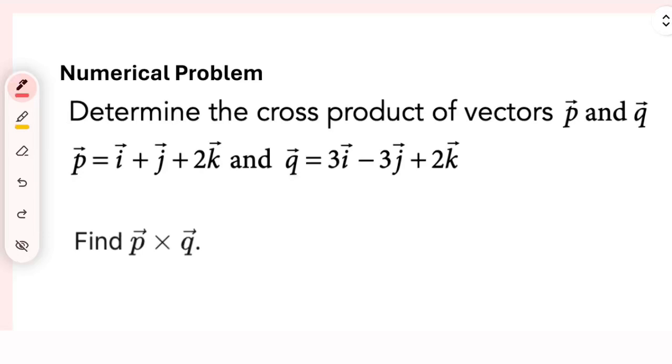Hello, let me introduce to you a trick on how to solve this numerical problem involving the cross product of two vectors. The problem states: determine the cross product of vectors P and Q, which are both given. So this is vector P and this is vector Q. What we need to do is find the product of vector P times vector Q.